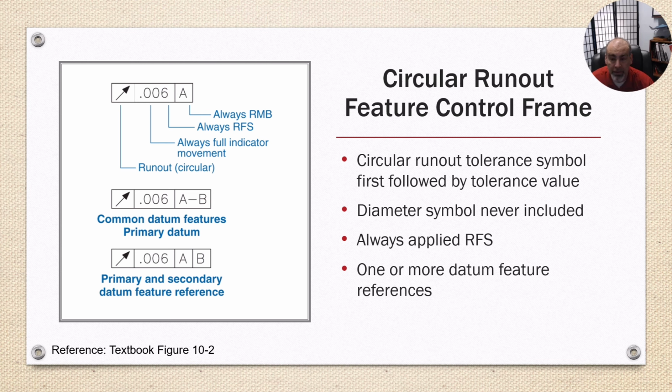So we have a couple of examples there. Your tolerance is how much the indicator moves. It's RFS, so we don't have to worry about modifiers, and it's always regardless of material boundary as well. So there are no modifiers to worry about, no complexity from those, but they are very difficult to hold. In the second example, we have A through B. It's a common datum feature plane datum, and the second one has a primary and secondary datum reference.